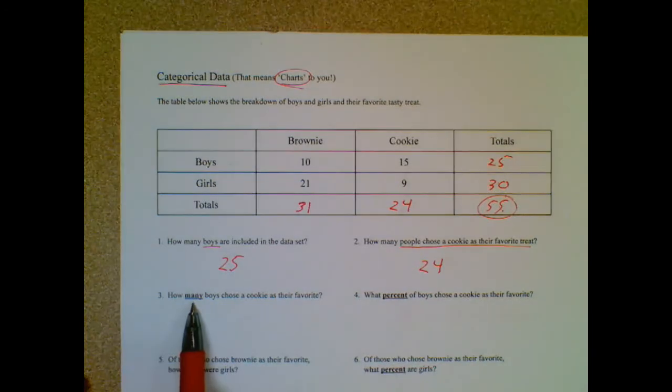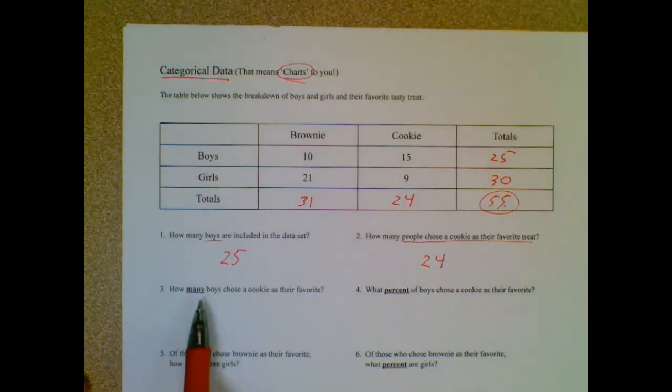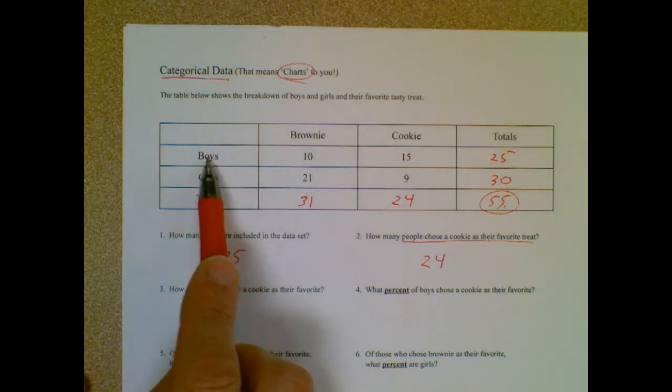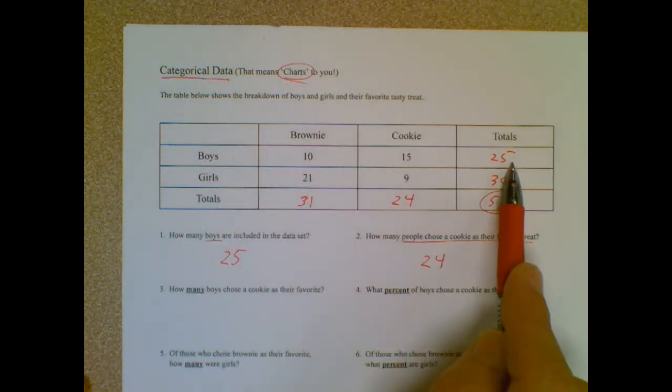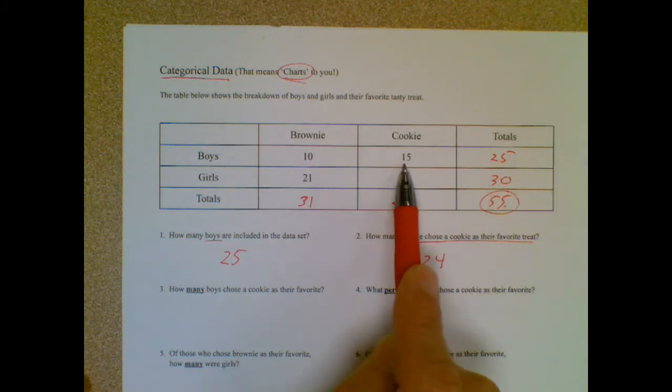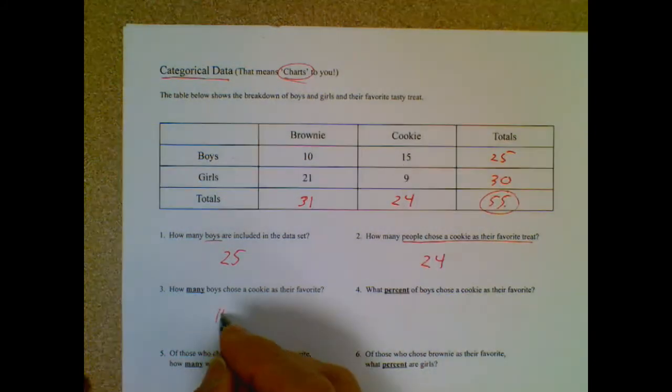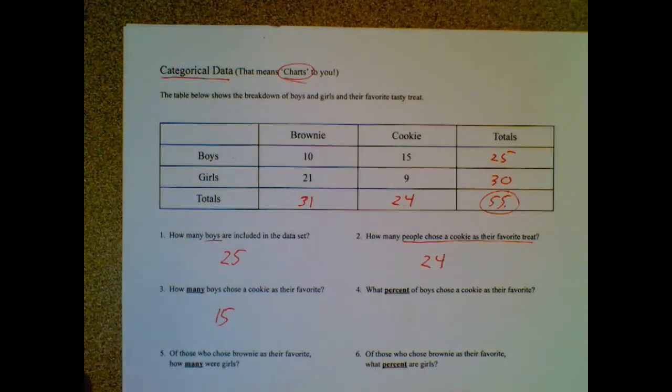But now we're going to get a little bit more detailed. How many boys chose a cookie as their favorite? So here's the column for boys. 10 brownies, 15 cookies for a total of 25. 15 boys chose cookie. Still not a big deal, but you have to kind of read that chart carefully.